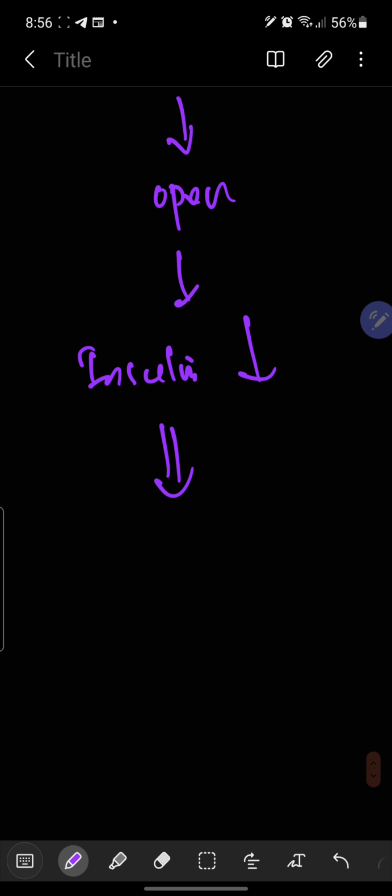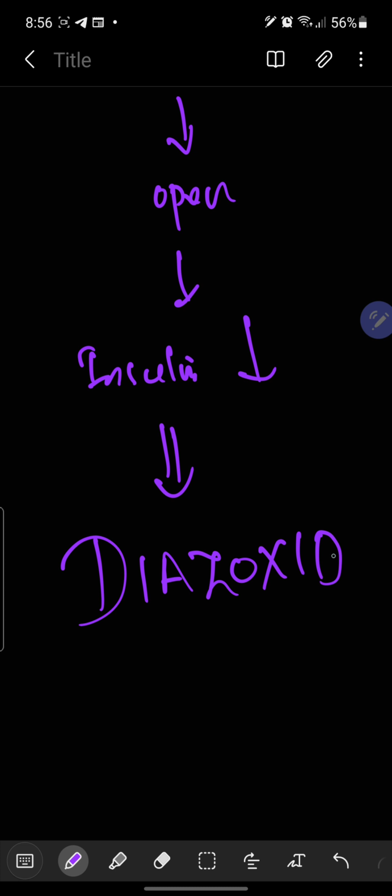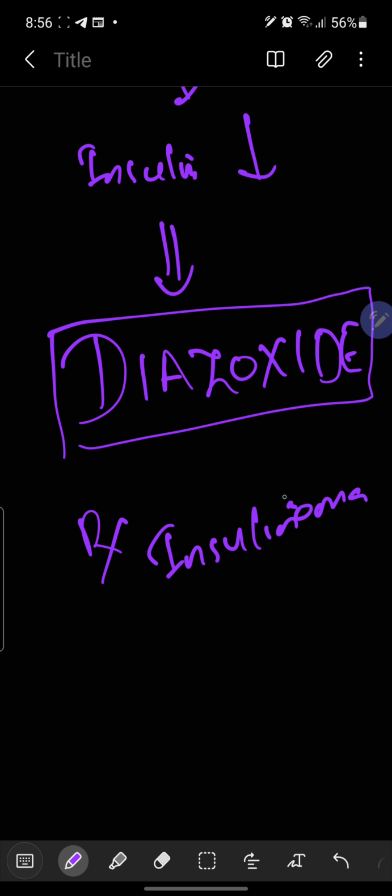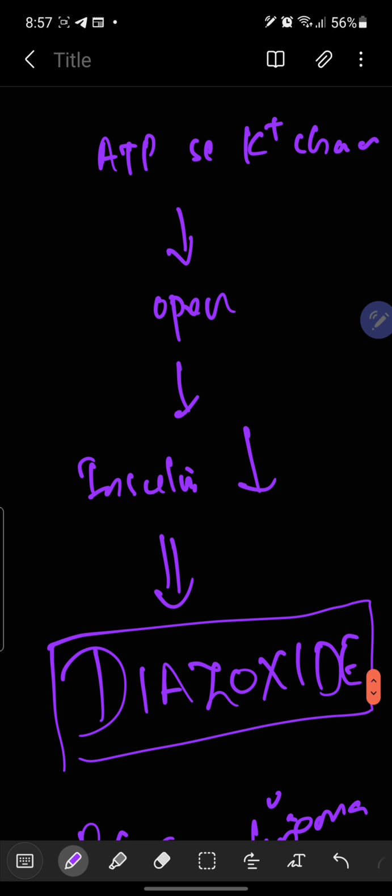There is a drug which opens this channel, and that drug is called diazoxide. This is a drug which can be used in treatment of insulinoma, where there is a need to decrease the secretion of insulin. Diazoxide.